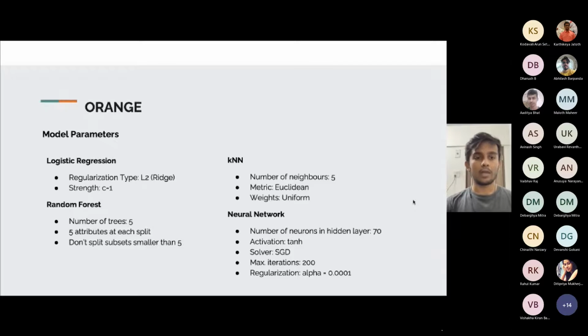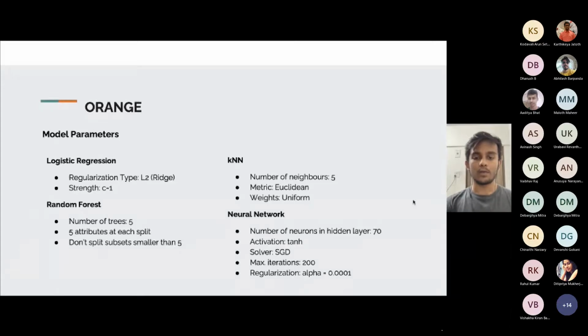Now we'll have a look at the model parameters. I used 4 algorithms: logistic regression, KNN, random forest, and neural network. For logistic regression, I used L2 regularization. My strength C was 1. For random forest, there were 5 trees with 5 attributes at each split, and I didn't split subsets smaller than 5. Moving on to KNN, I picked 5 neighbors, the metric was Euclidean, and I used uniform weights.